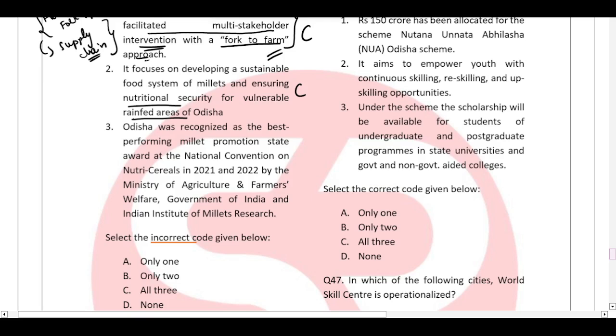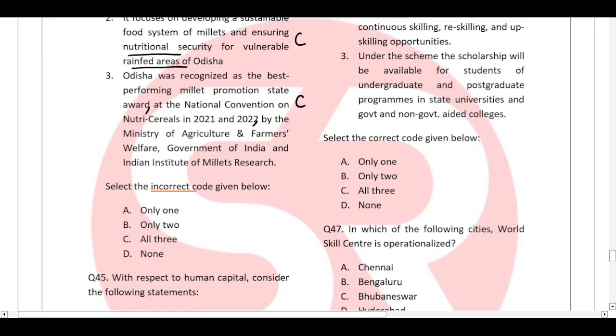Odisha was recognized as the best performing millet production state. Odisha was recognized as the best performing millet promotion state at the National Convention of Nutri-Cereals in 21-22 by the Ministry of Agriculture, Government of India, and the Indian Institute of Millet Research. Odisha indeed got this award. We have to select the incorrect statements. Because all the statements are correct, the incorrect statements will be none. So option D is the correct option.